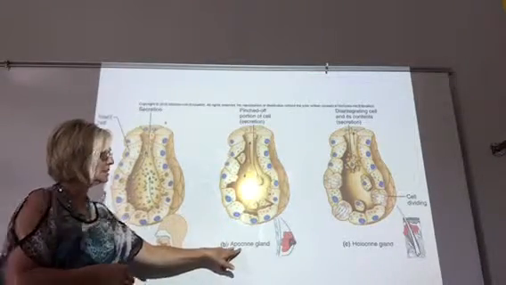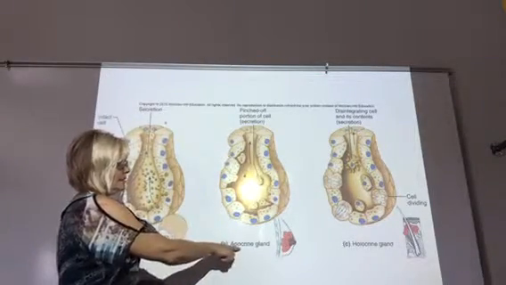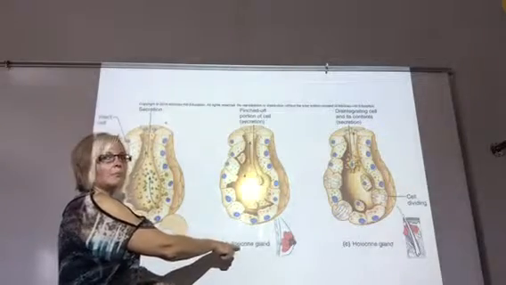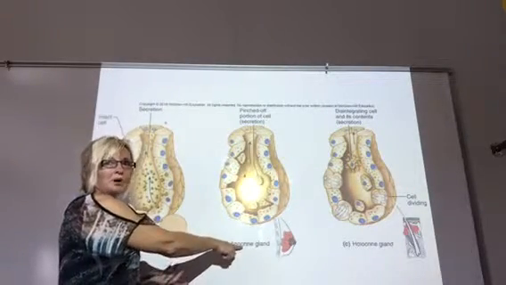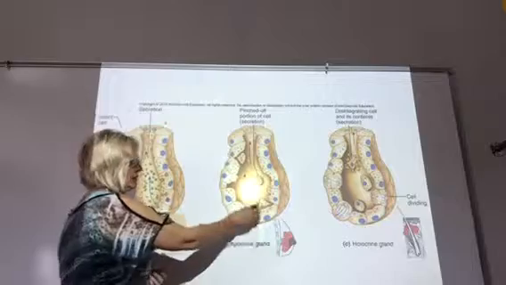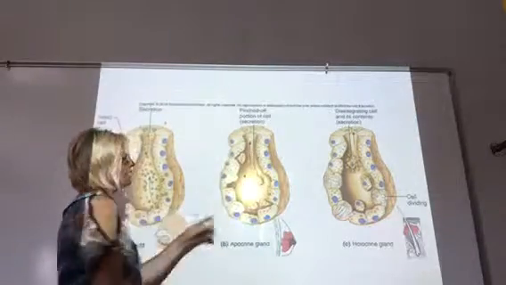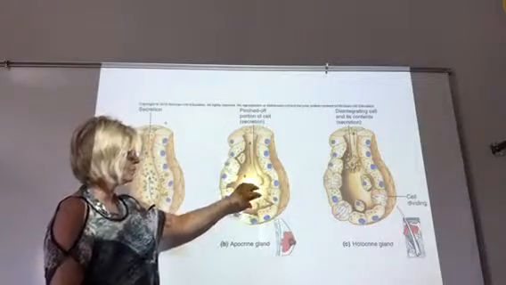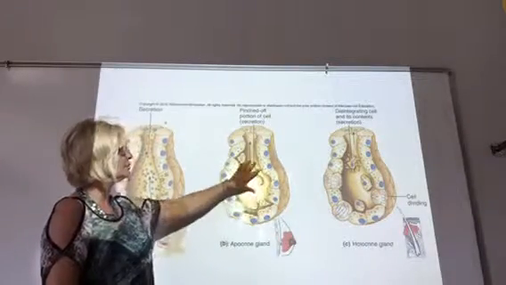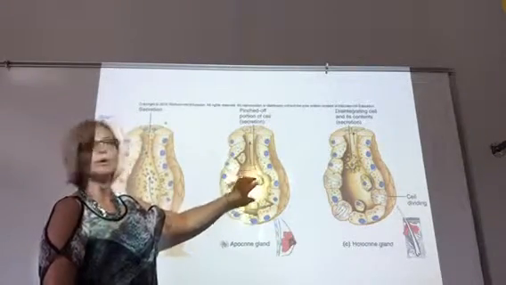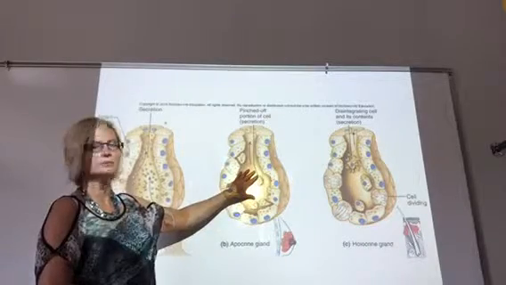Apocrine gland, a part of the cell breaks off. So a part of the cell actually is broken off, and that's going to form whatever secretion, in this case it would be milk.